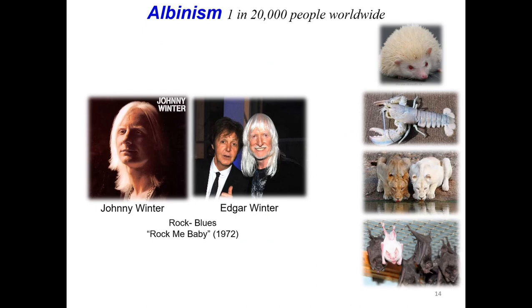So albinism is a rare condition that affects around 1 in 20,000 people worldwide. And as you can see from the right-hand side of the slide, it doesn't just affect humans, it affects animals as well. The characteristics are the lack of pigments, so the fur, skin, hair will be white or extremely pale, and there are also problems with the eyes. And you can see here photographs of Johnny and Edgar Winter, and these are famous rockers from the 70s that were affected by this condition.